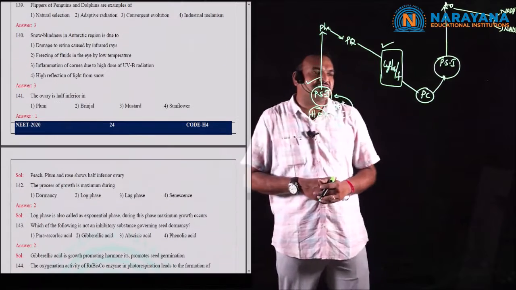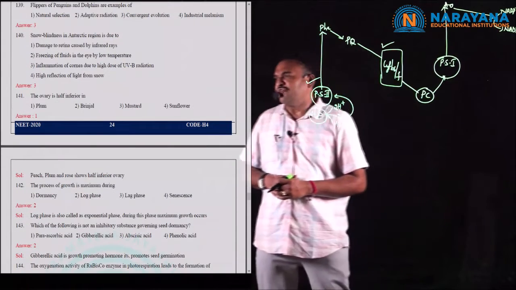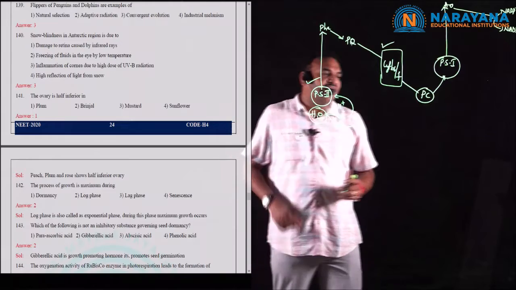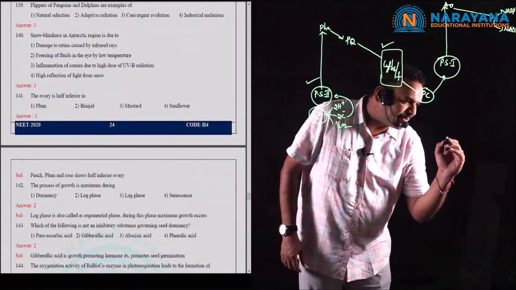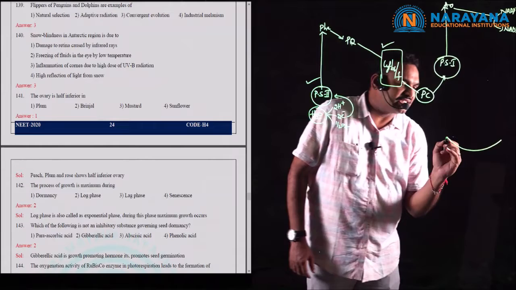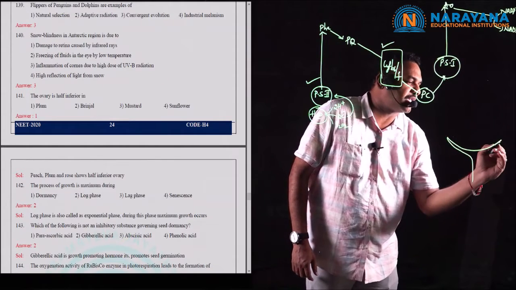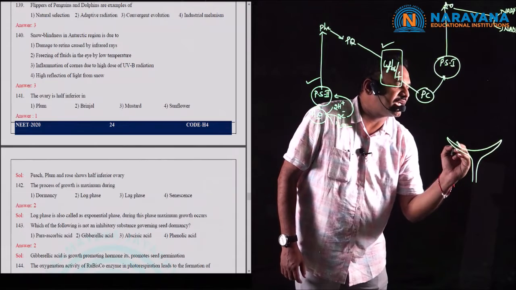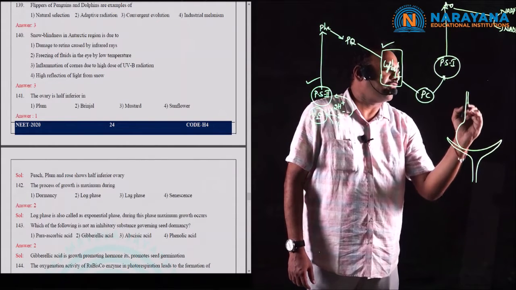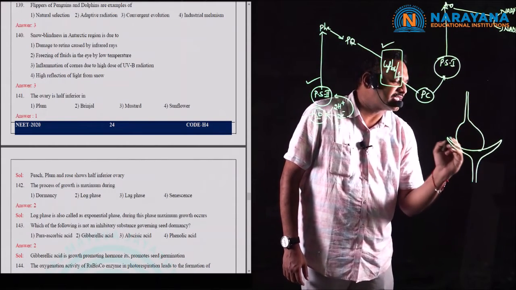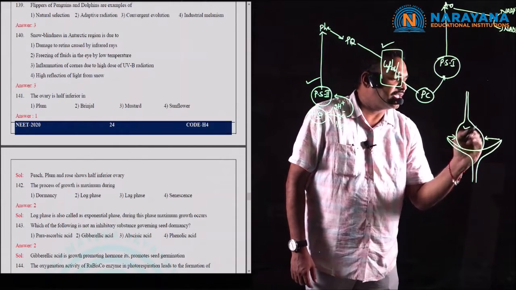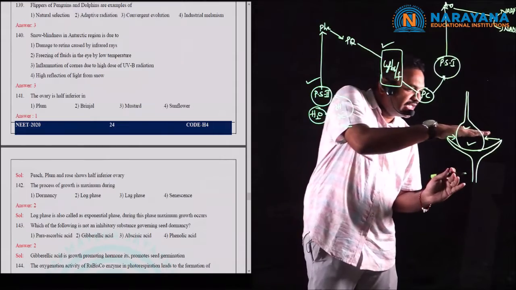Students, next question 141. If you observe, the ovary is half inferior in. Half inferior means in this type of flowers, the thalamus is concave or saucer shaped, and the ovary is present in the center of the thalamus. Half of the ovary is embedded inside the thalamus, and half of the ovary is above the thalamus.